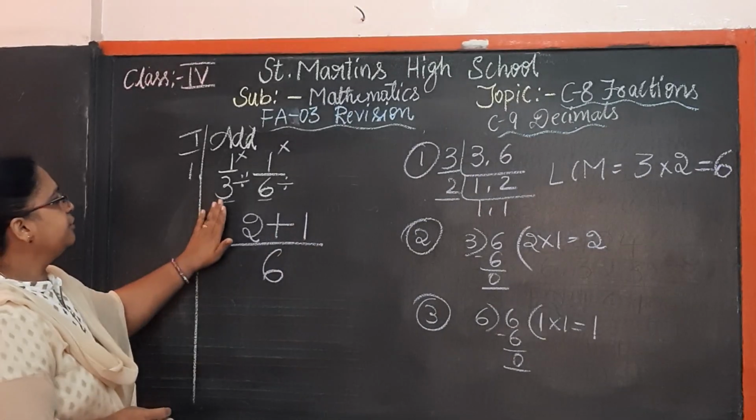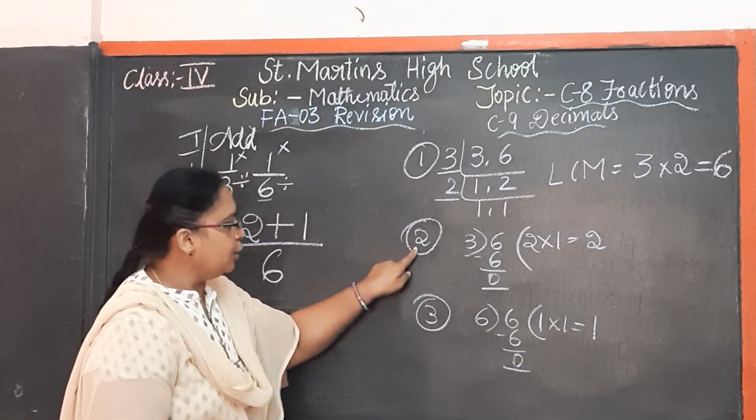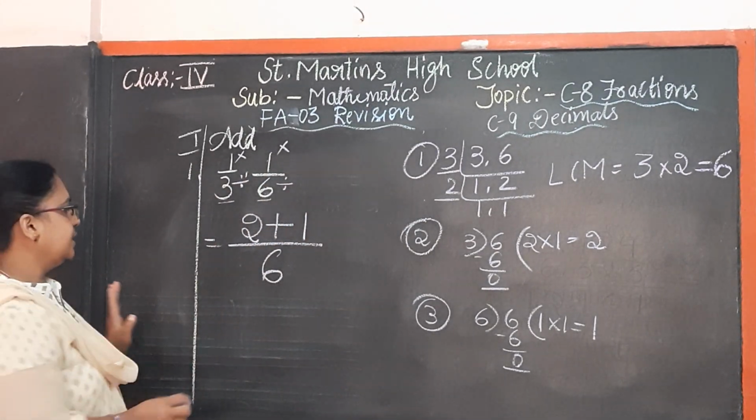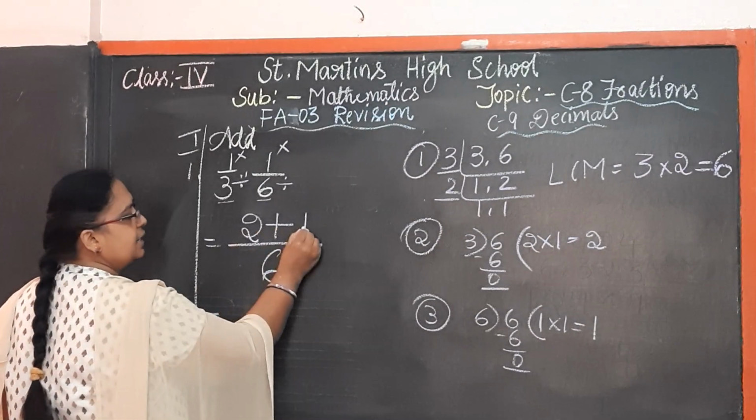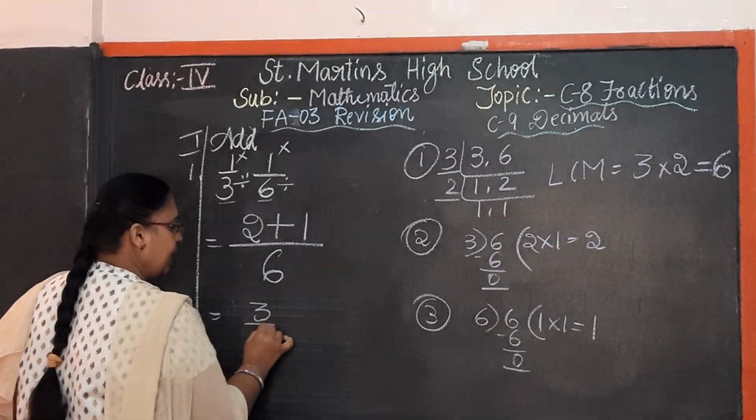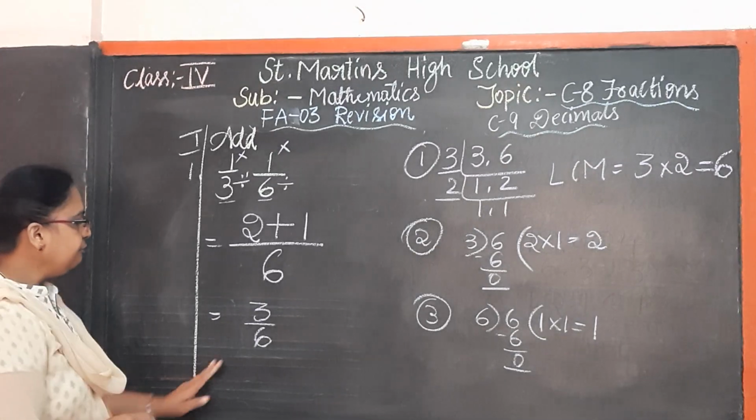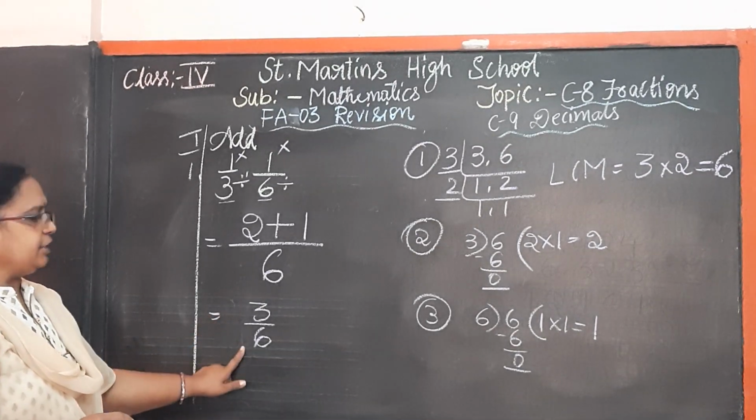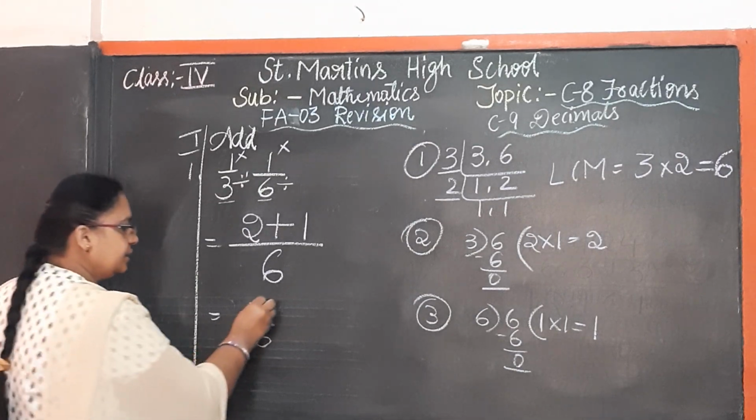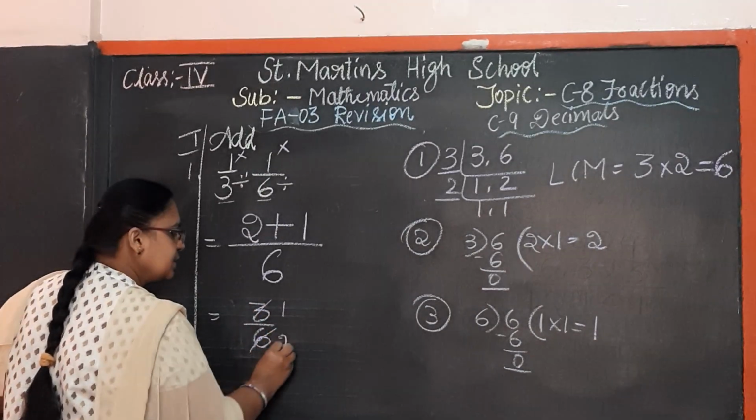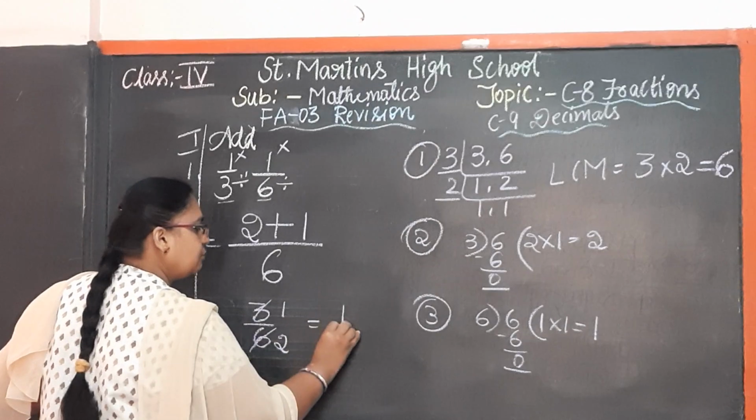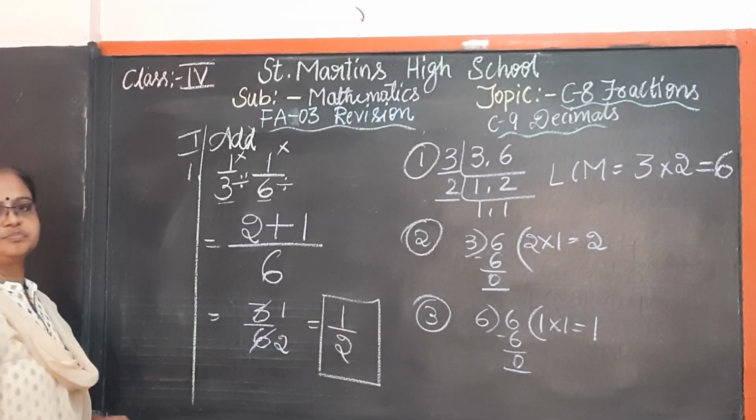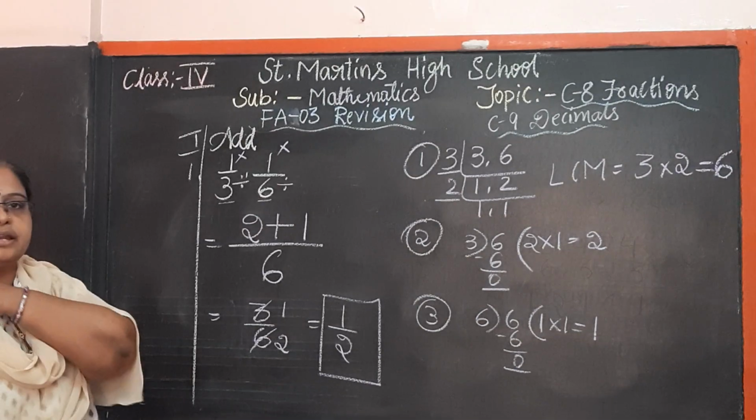Yes children, after copying the sum, you have to follow these 1, 2, 3 steps and finally you will get the answer. That is 2 plus 1 is 3, 3 by 6. And further it can be divided, you can convert it into the lowest form also. That is 3 ones are 3, 3 twos are 6. That is equal to 1 by 2. This is the answer. Shall I repeat this once again?